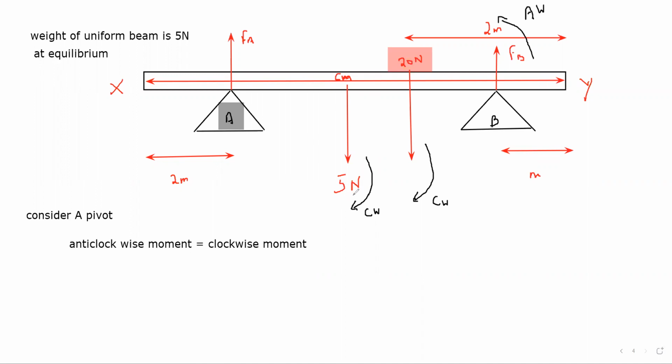So we always take the distance from the pivot. The anti-clockwise moment is the force of pivot B multiplied by the distance. What is the distance? We always take the distance from the pivot. So if I consider A as my pivot, what is the distance between A and B? If the total is 6 meters long, for example, this is 1 meter, this is also 1 meter.